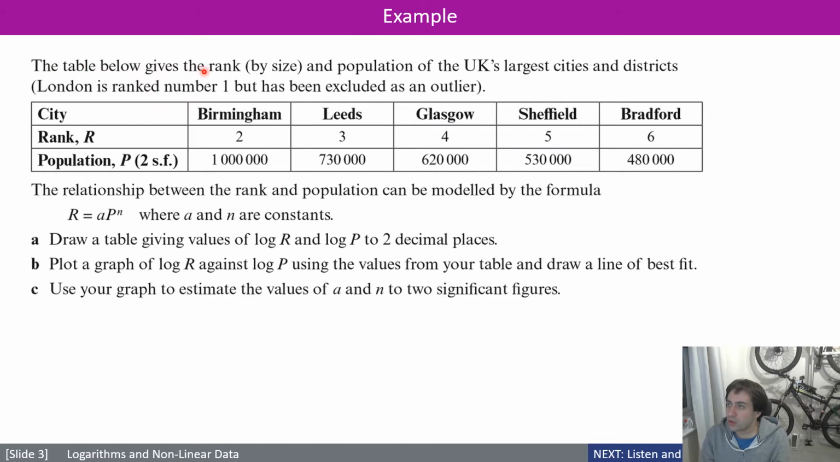So we've got a rank by size of the UK's largest cities and also their population. Right. London's ranked number 1 but has been excluded as an outlier. Of course London is an outlier. Right. Okay.